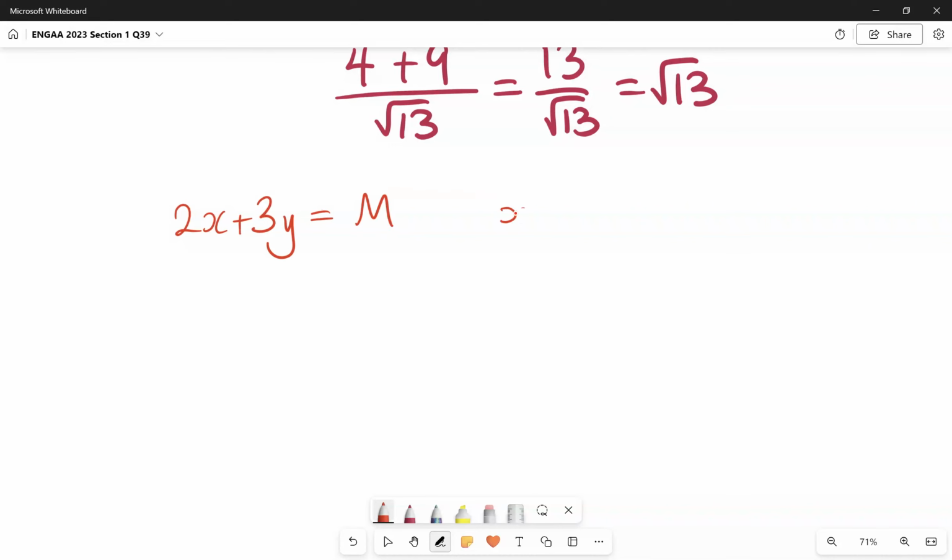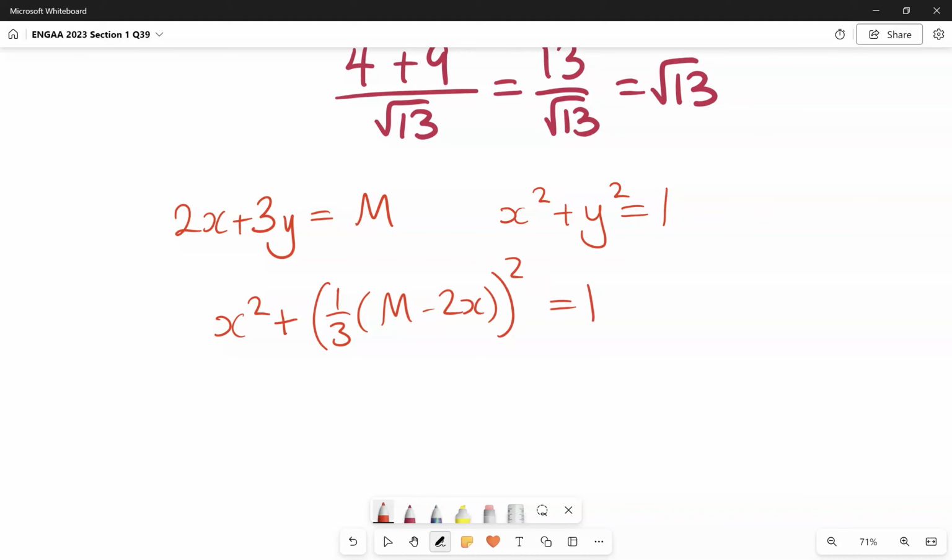And we know that our function that this expression must satisfy is x squared plus y squared equals 1. So we need to think of, if m gets larger and larger, that might mean that the values of x and y that solve this might not necessarily be able to solve this x squared plus y squared is equal to 1. So if I were to substitute our y here, this would be x squared plus a third of m minus 2x, squared, and this is equal to 1.